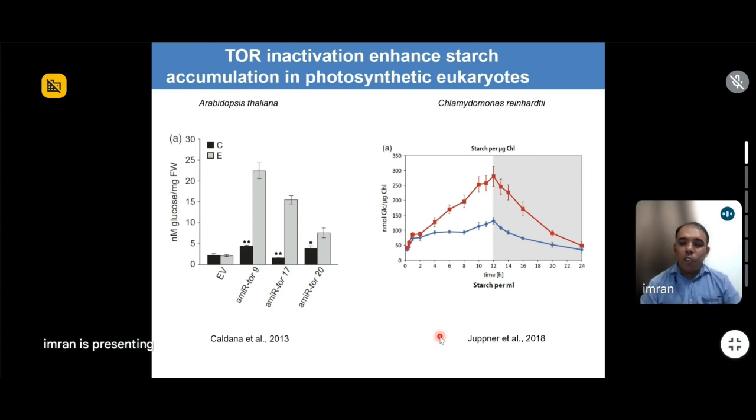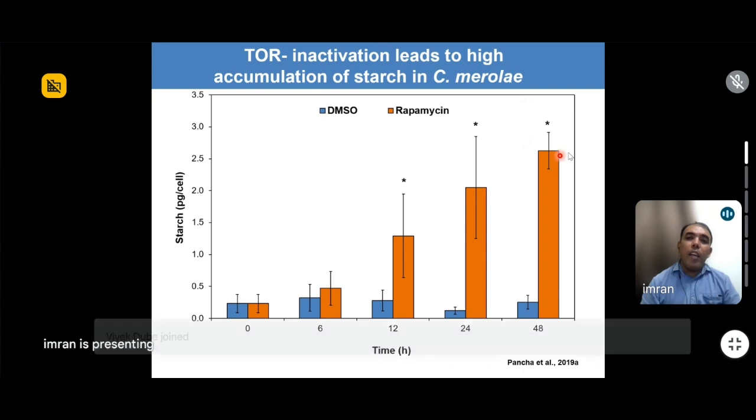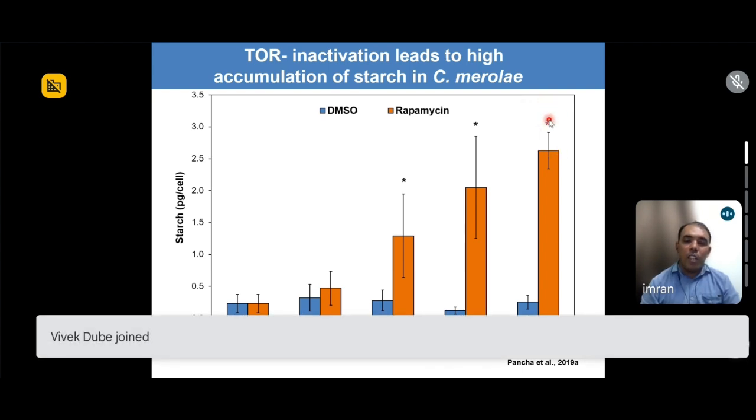After getting the funding, I thought, let me first try the experiment to inhibit TOR using rapamycin in the C-zone cell and estimate the starch. As you can see from this slide, with increasing incubation with rapamycin, we see a significant amount of starch accumulation after 12 hours of rapamycin addition, almost 10-fold higher compared to the drug vehicle DMSO. So we can say that, similar to yeast, mammals, Arabidopsis, and Chlamydomonas, C-zone also accumulates a very high amount of starch under the TOR inactive condition.